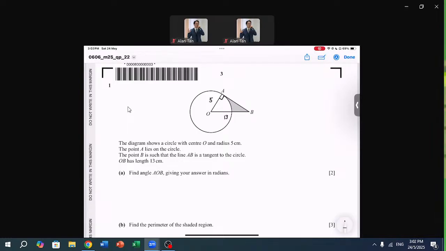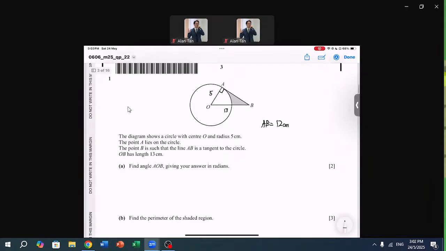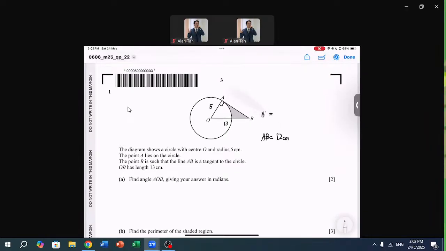Now, I've done a lot of, perhaps way too many, Pythagoras theorems. So I do know that the length of AB, I'm just going to write it over here very quickly, is actually going to be 12 cm, because I know the Pythagoras formula just a little bit too well. To prove it: AB equals the square root of 13 squared minus 5 squared, which equals 169 minus 25, which gives me 144, and 12 cm.